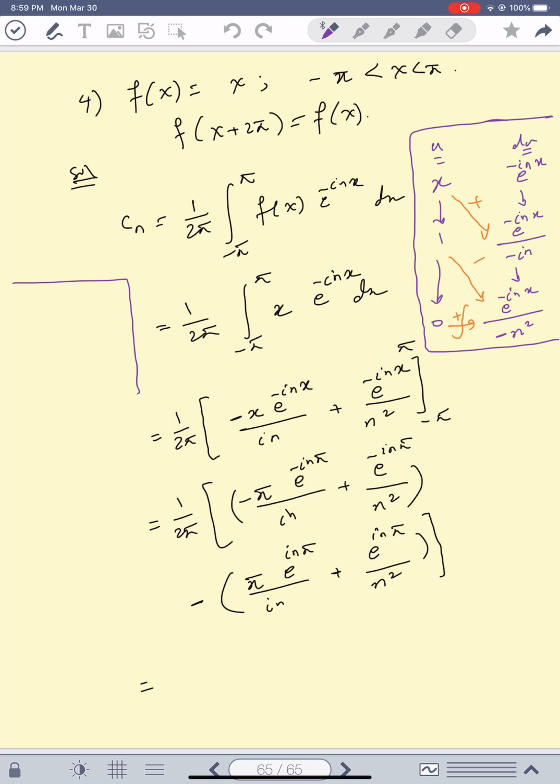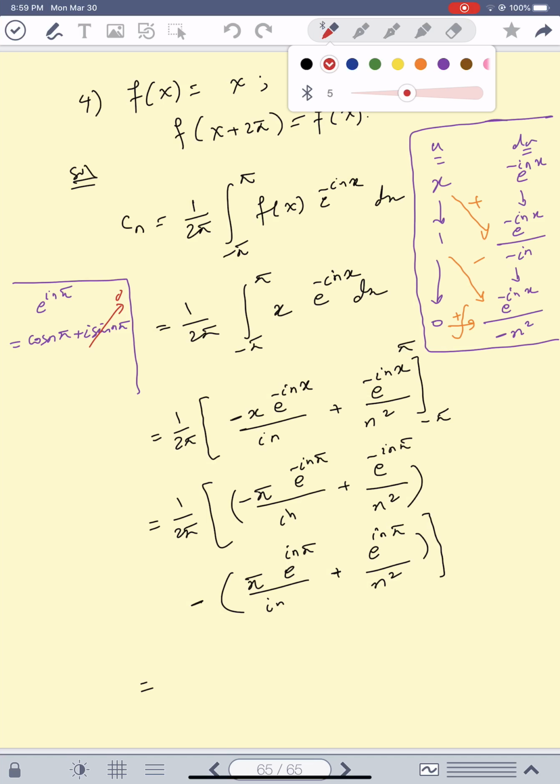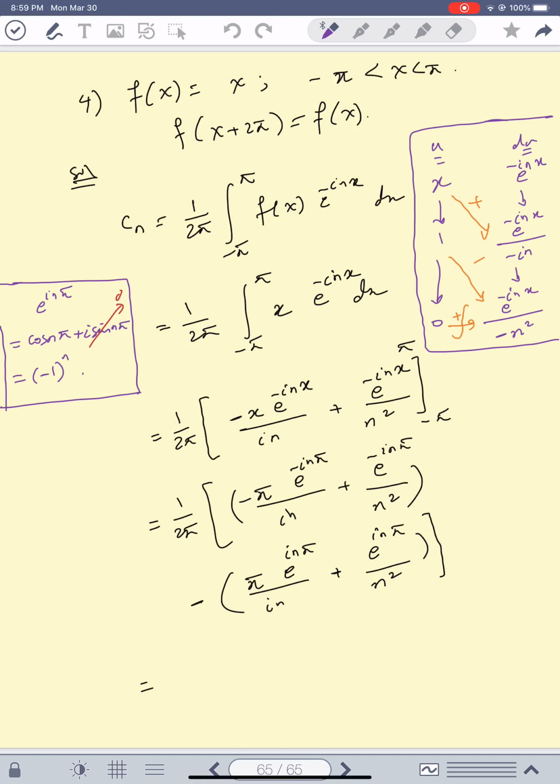So what is e to the I n pi? E to the I n pi is cosine n pi plus I sine n pi. But we know that sine n pi is always 0 and cosine n pi is negative 1 to the n. The nice thing, if you compute e to the negative I n pi, it's the same thing. So basically when you do these computations, e to the I n pi over n square gets cancelled with e to the negative I n pi over n square.